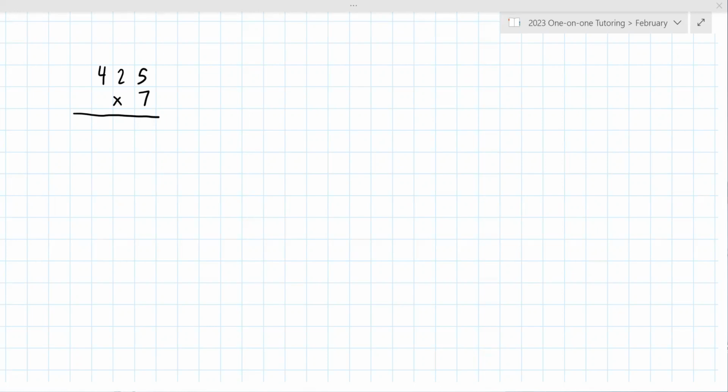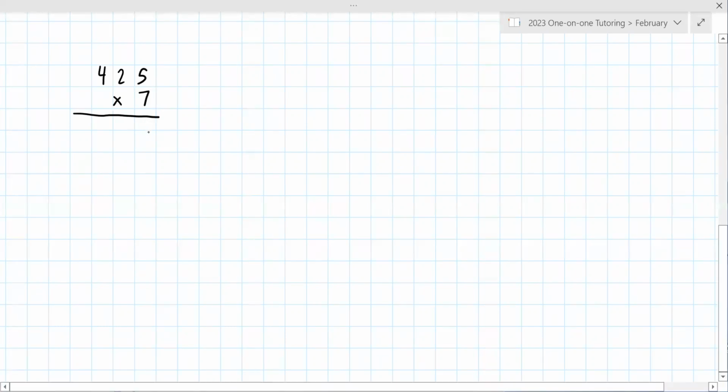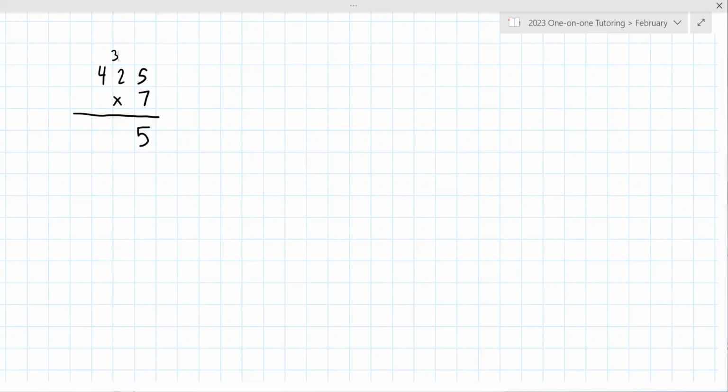I want to go through the steps and then, can you tell me if it's wrong or right? Of course. So what I did first is 5 times 7, which got me 35. I put the 5 on the bottom and then the 3 on top. Good. And then 7 times 2 is 14, and then we add the 3, right? Yes.